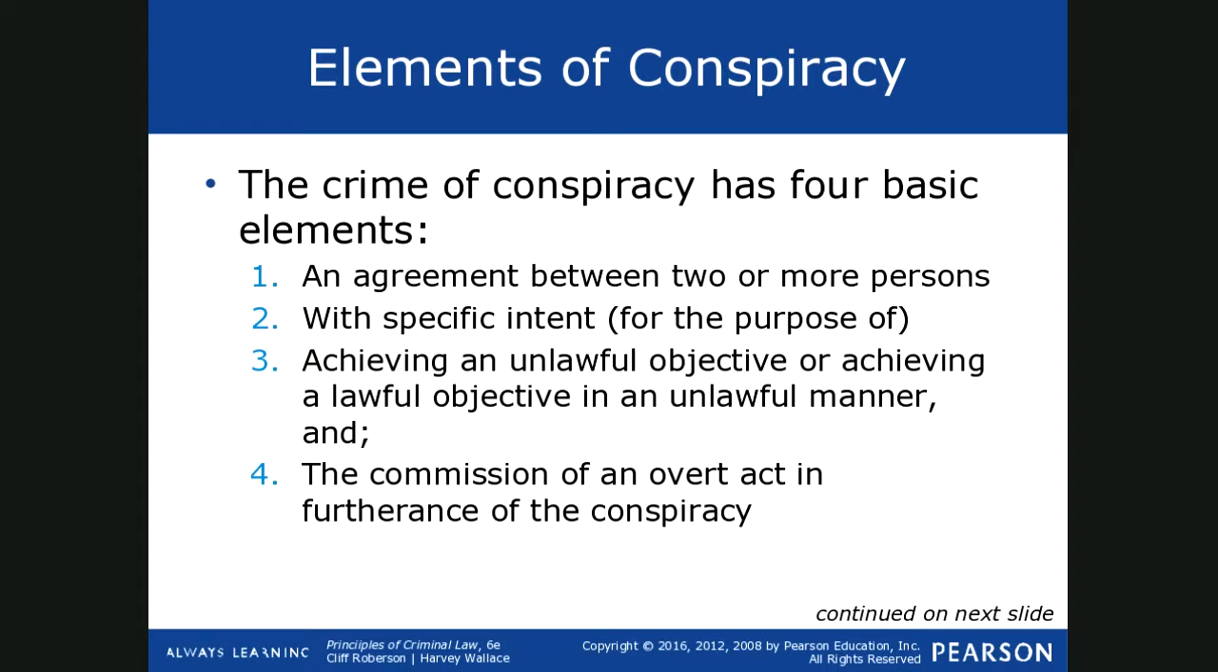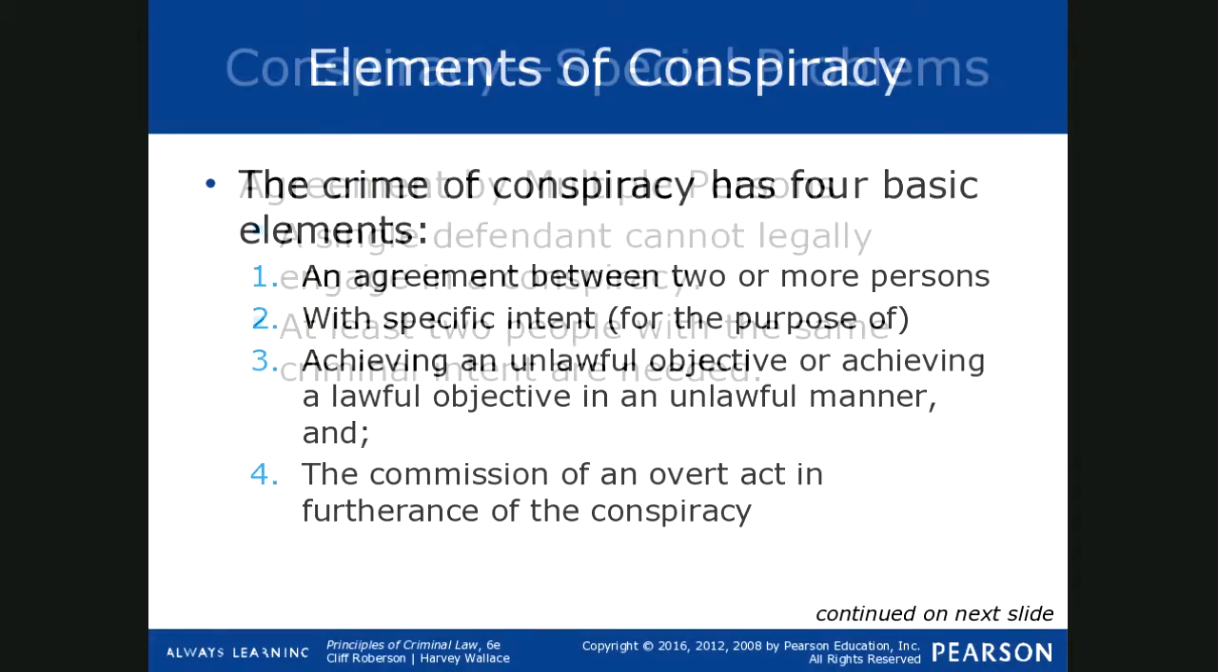So the first one is you have to have an agreement between two or more people with a specific intent, meaning all parties must have the same intent. Then, achieving an unlawful objective or achieving a lawful purpose in an unlawful manner. It requires proof that the defendants intended to commit a crime. And then lastly, the commission of an overt act in furtherance of the conspiracy. Some courts require an overt act, which is another word for a substantial step, while others argue that the agreement itself is a necessary act, so that would be enough for conviction.